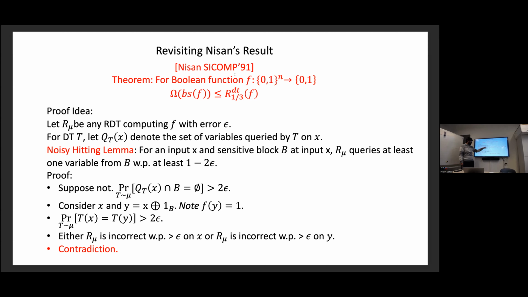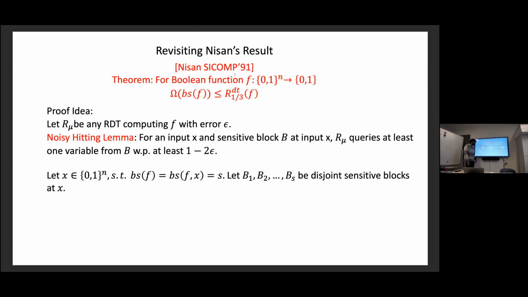So this tells us that for input X and a sensitive block B, the randomized decision tree must query at least some bit from B with probability at least 1 minus 2 epsilon. Yeah. That's a noisy hitting set. And now we can prove the block sensitivity lower bound, right? Because there exists an input which has k disjoint blocks. On expectation, for each block, some bit from it must be queried with probability 1 minus 2 epsilon. Right? And since these blocks are disjoint, on expectation, I must make block sensitivity into 1 minus 2 epsilon many queries.